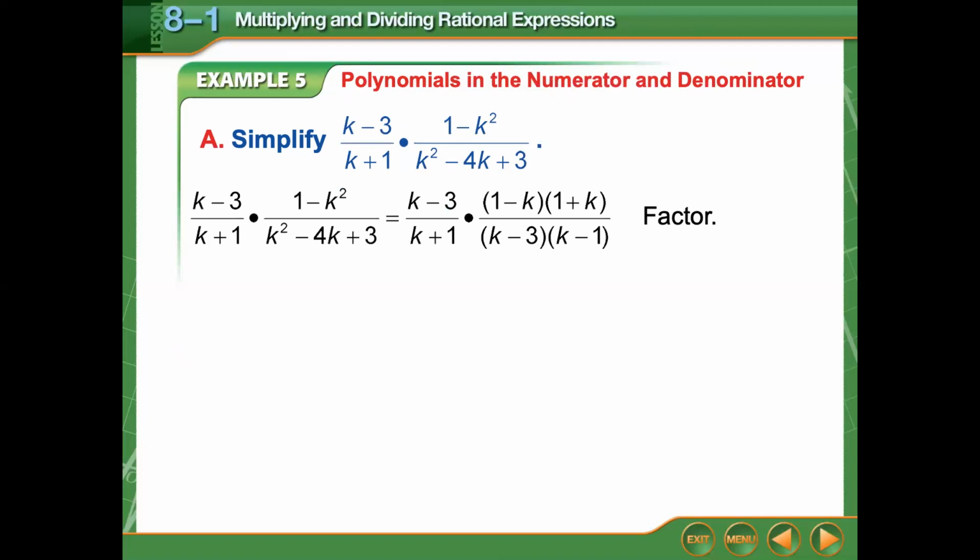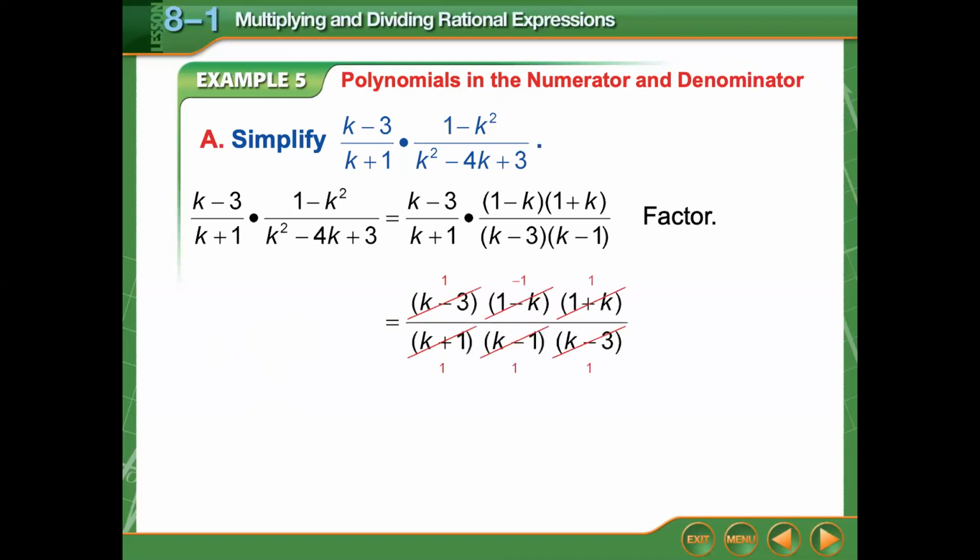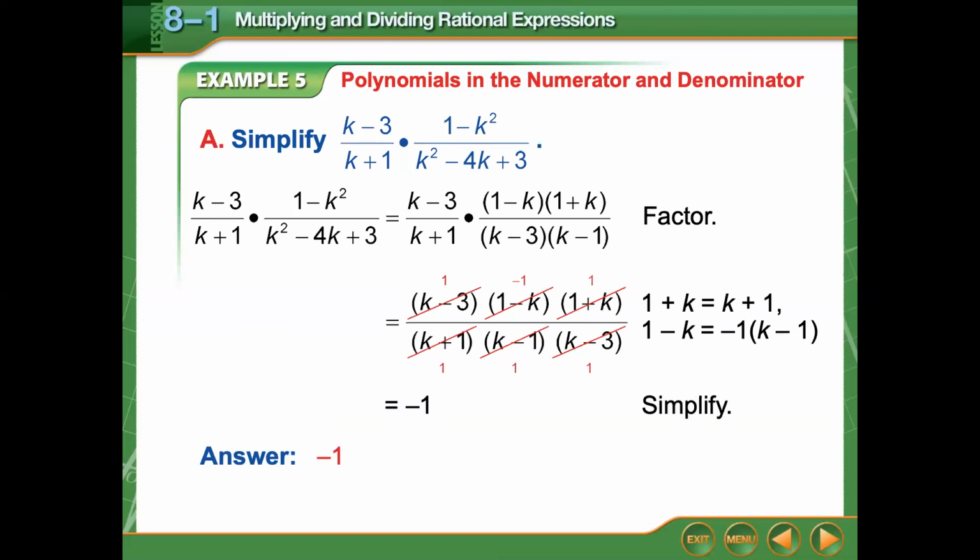On the second fraction, though, we are going to rewrite that. 1 minus k squared is a difference of 2 squares, so that factors to 1 minus k times 1 plus k. And k squared minus 4k plus 3 is the same thing as k minus 3 times k minus 1. So when we write these out, we're just going to cancel out what they have the same top and bottom. And if you notice, the only thing that's different is that we are left with a negative 1 in the numerator. So our answer is going to be negative 1. It is okay to get an answer of negative 1 or even just 1 for examples like this. That is actually very possible to do.